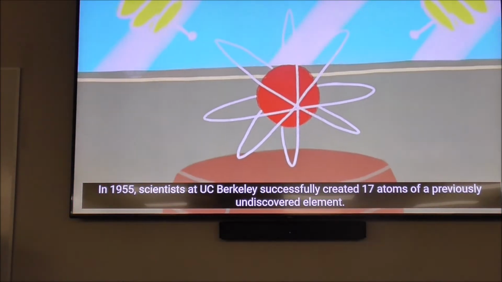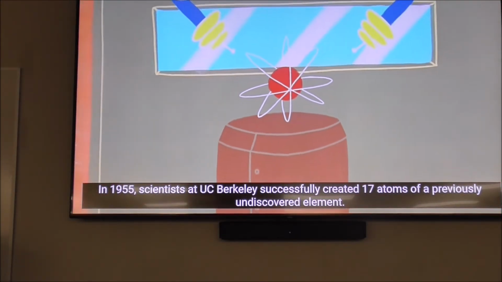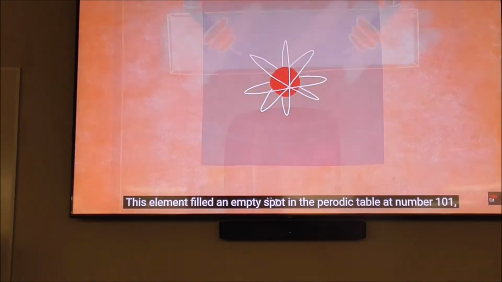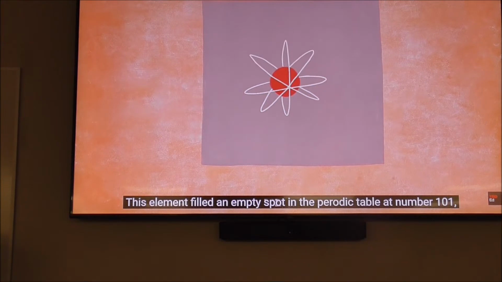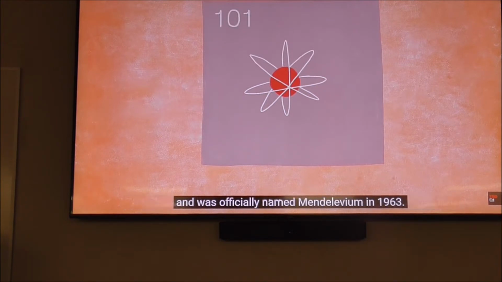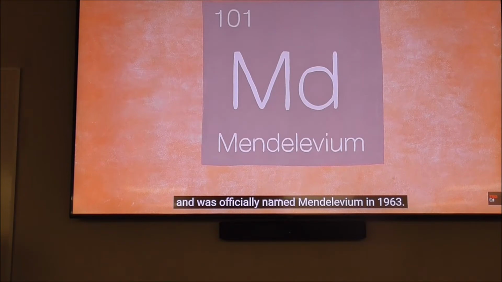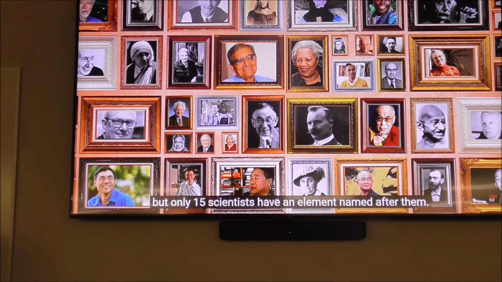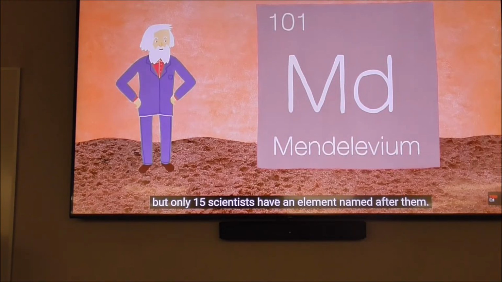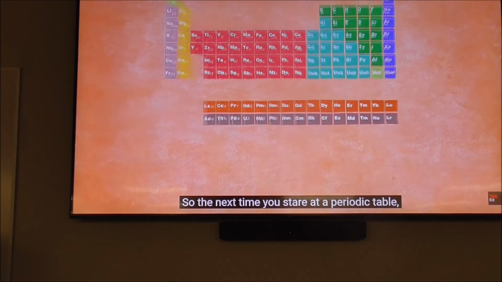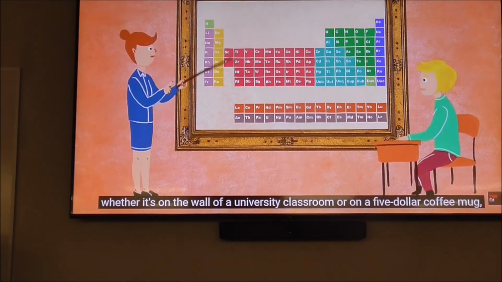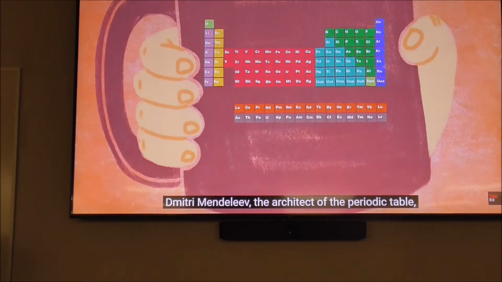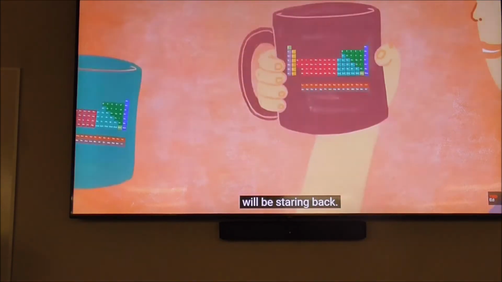In 1955, scientists at UC Berkeley successfully created 17 atoms of a previously undiscovered element. This element filled an empty spot in the periodic table at number 101 and was officially named Mendelevium in 1963. There have been well over 800 Nobel Prize winners, but only 15 scientists have an element named after them. So the next time you stare at a periodic table, whether it's on the wall of a university classroom or on a $5 coffee mug, Dmitry Mendeleev, the architect of the periodic table, will be staring back.